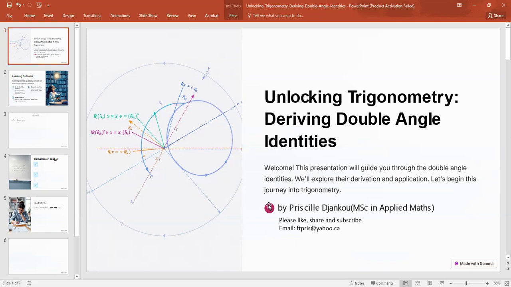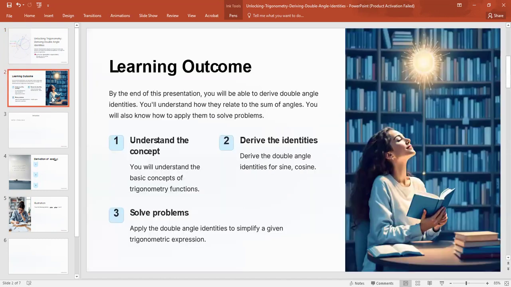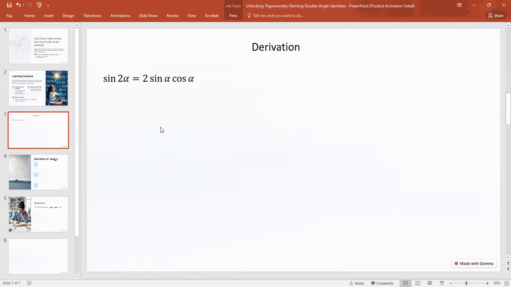Throughout this presentation, I will guide you through deriving double angle identities. We'll explore the derivation and one application of this derivation. Let's begin this journey into trigonometry. The learning outcome of this session, I will advise you to please pay attention to this. By the end of the session, you should be able to derive a double angle identity involving sines and cosine, and should be able to use this identity to simplify a given trigonometric expression. Let's dive into the derivation.